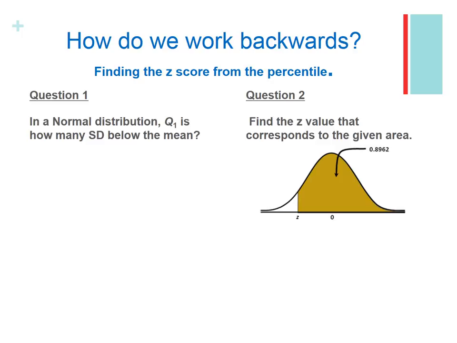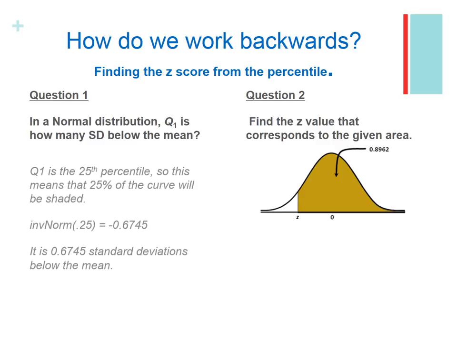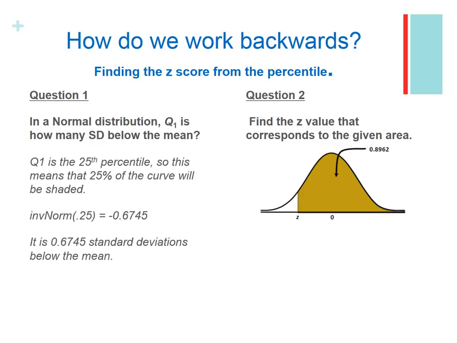Okay, let's take a look at two quick examples. Take a look at question one. In a normal distribution, quartile one is how many standard deviations below the mean? See if you can answer that based on what you know. Then take a look at question two, and then we'll go over the answers. Find the z-score that corresponds to the given area on the curve. Remember that percentile and inverse norm is always the area to the left. Personally, I would always draw a picture. Always, always draw a picture.